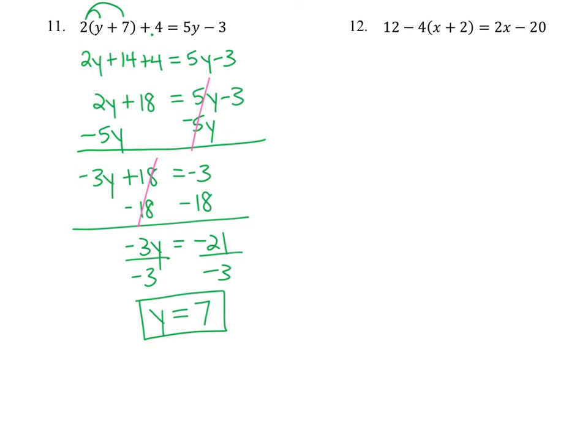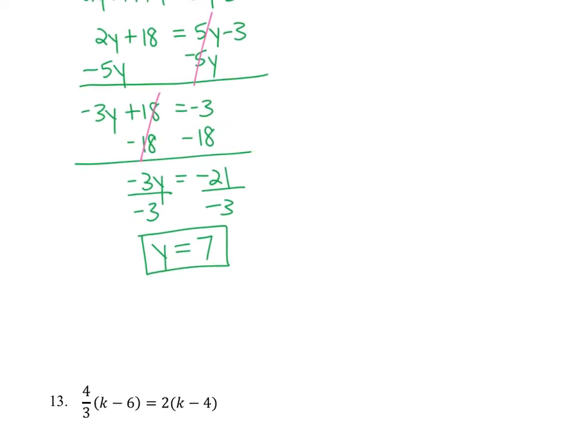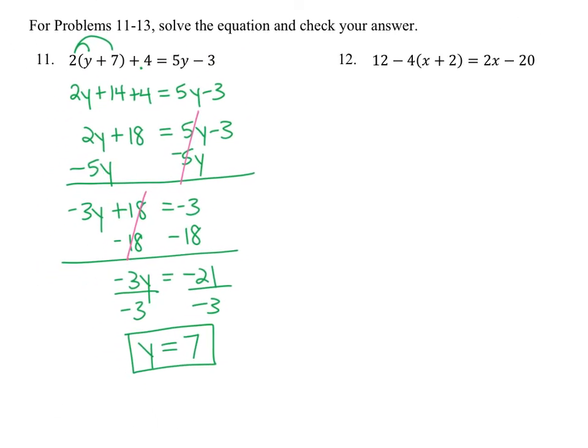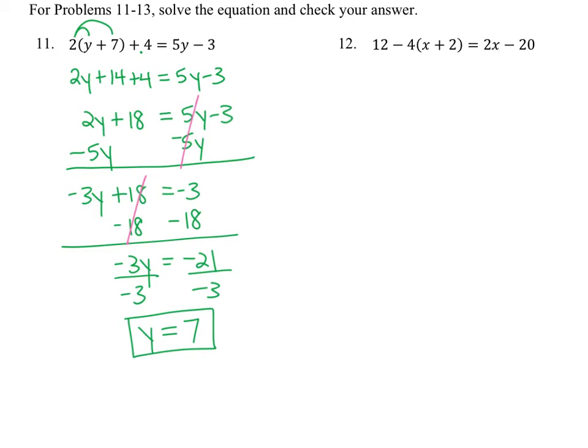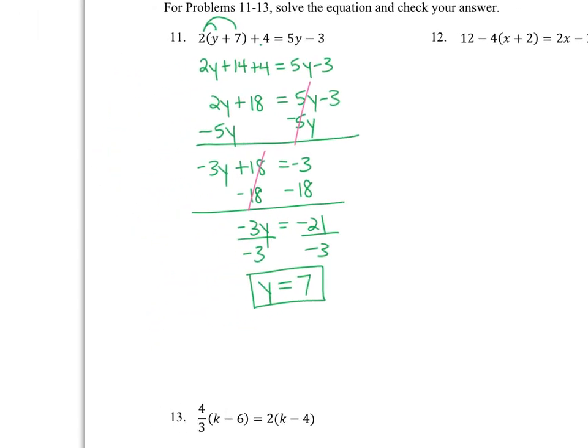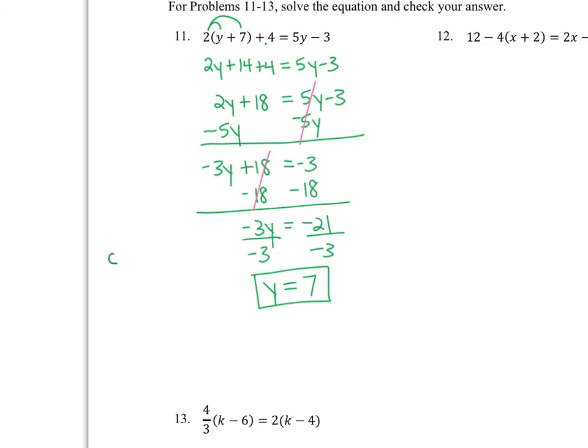Now we want to check it. If I don't leave you enough room, you can always use a separate piece of paper. But for this one, we're going to plug it into the very original. So we have got 2y, so 2, and then in parentheses, our y, which we said was 7, plus 7, close the parenthesis, plus 4 on the outside. Is that really equal to 5 times my y, which is 7, minus 3?